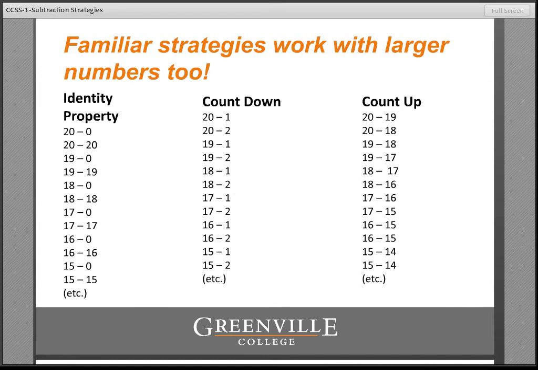Sometimes children will apply a strategy fluently with small numbers, and the minute they see a big number, it's like they don't even recognize the strategy still works here. So we'll want students to really spend time exploring how these are similar to ones they've already done. So the identity property works even with the facts within 20. Countdown works if they're only counting down 1 or 2. Beyond that, it's pretty inefficient. And then counting up works if the subtrahend is pretty close in value to the minuend.